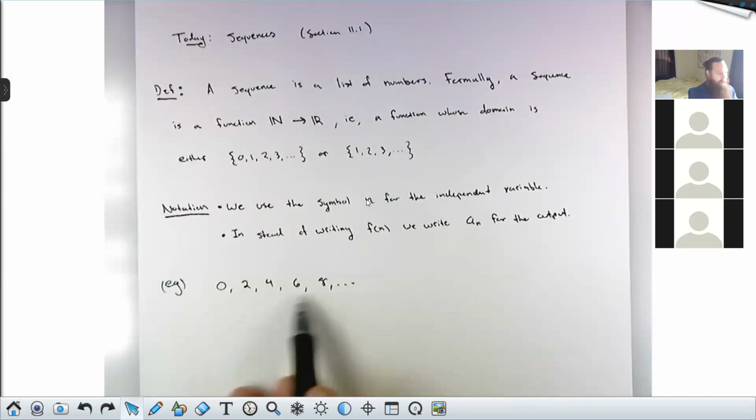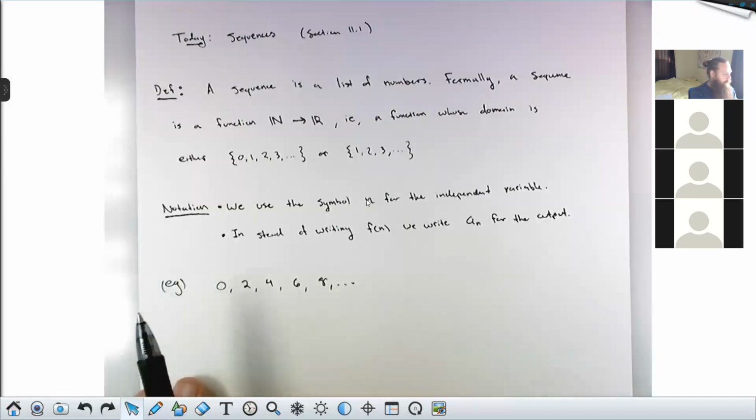This is the sequence of what? If you had to describe this list of numbers to somebody, what would you call it? Now, everybody here knows this. Don't think too hard. Even numbers.